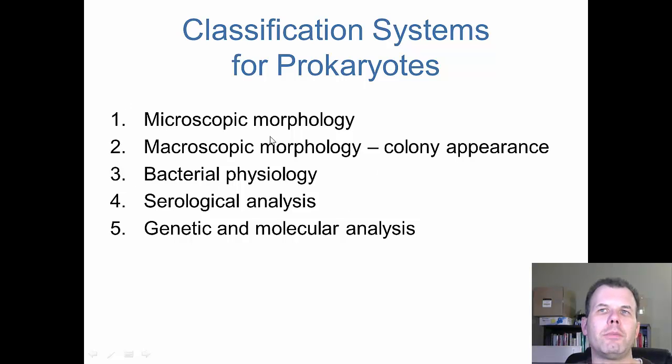Microscopic morphology, macroscopic morphology, looking at the colors, looking at the shapes, things like this, and then finally the bacteria physiology. What do they do? Do they ferment? Do they break things down? How do they do them? What do they look like in certain plates? And so this will help you identify your unknown bacteria.